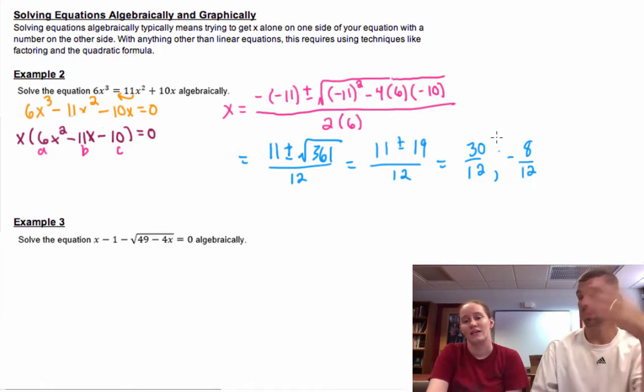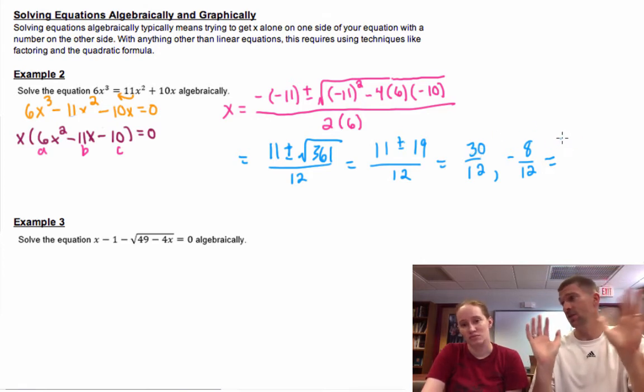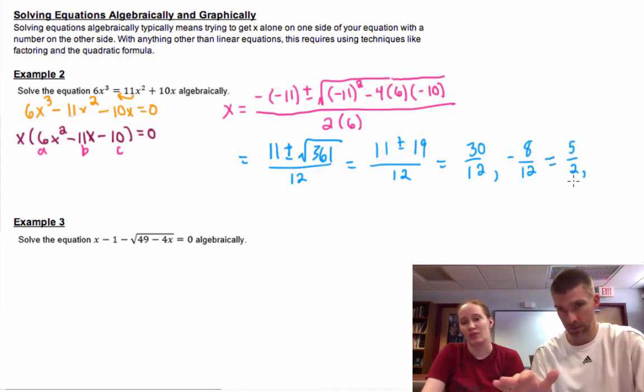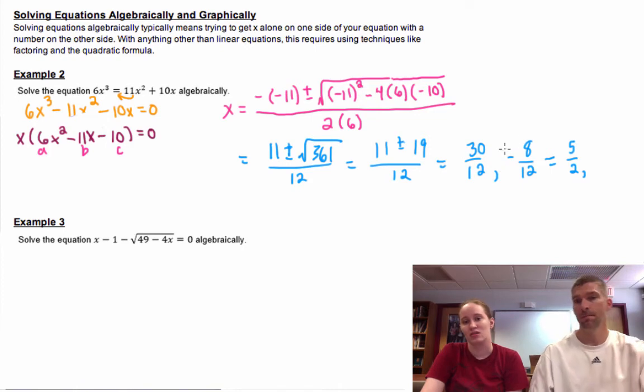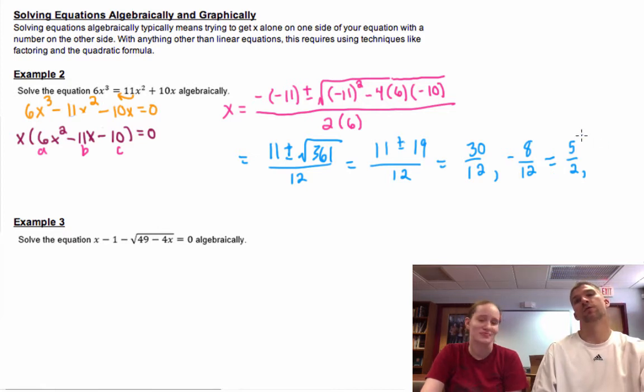Now, for us, believe it or not, those are good answers. Technically, we're not going to make you reduce. However, most of you have been pounded into your brains, oh my gosh, I can't believe it is 30 over 12. So do not write a mixed number ever. Improper fractions. An improper fraction is beautiful. So 30 over 12, both divided by 6, gives 5 over 2. 8 over 12 is 2 thirds, negative 2/3.